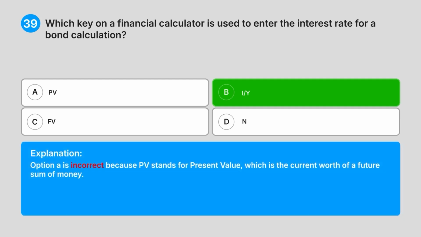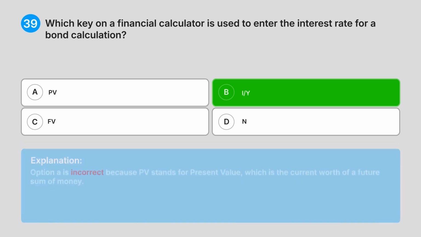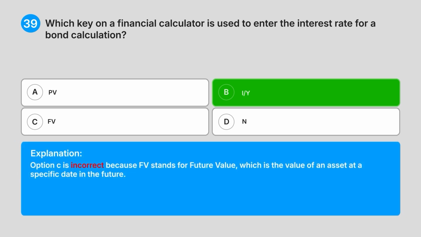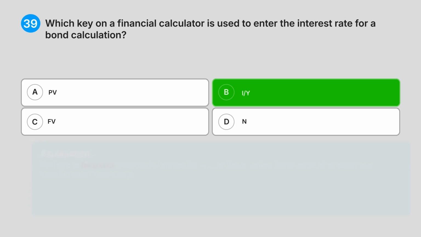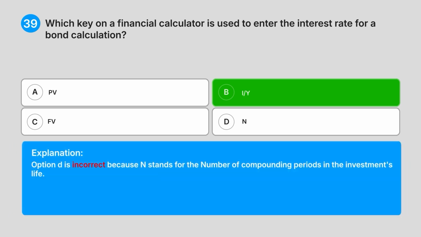Option A is incorrect because PV stands for present value, which is the current worth of a future sum of money. Option C is incorrect because FV stands for future value, which is the value of an asset at a specific date in the future. Option D is incorrect because N stands for the number of compounding periods in the investment's life.